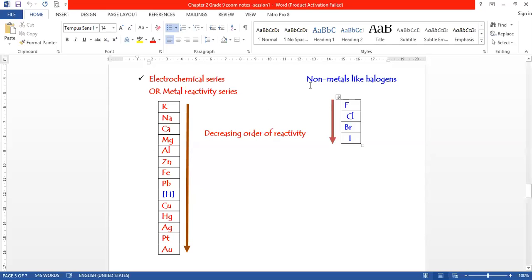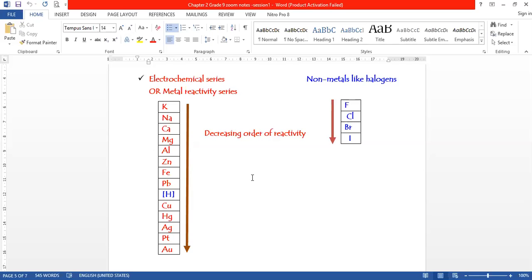Similarly for non-metals, that is the halogens given over here, we are studying only 4 elements: fluorine, chlorine, bromine, and iodine. The most reactive non-metal which we have to study over here is fluorine because it is on top, and the least reactive is iodine. So I can say that fluorine is more reactive than chlorine, chlorine is more reactive than bromine, and bromine is more reactive than iodine. That is the order.